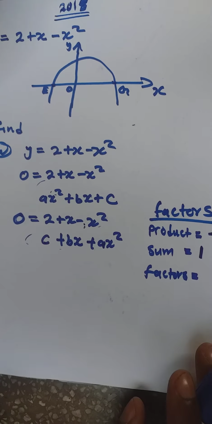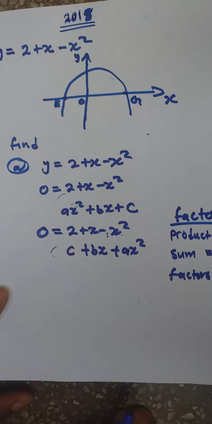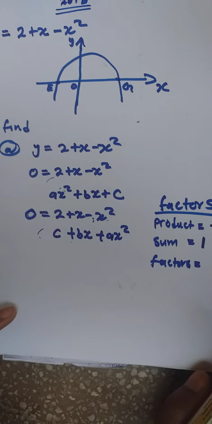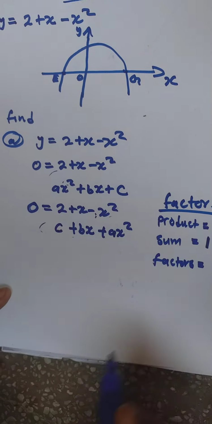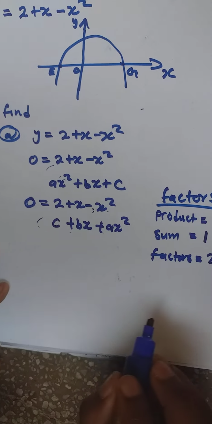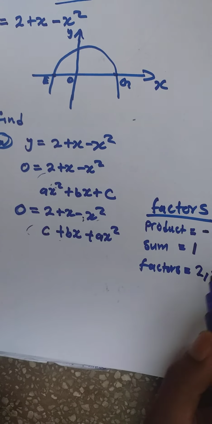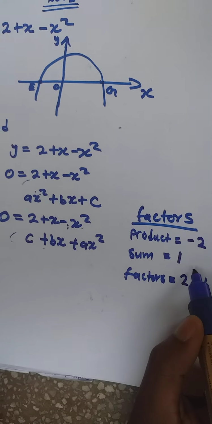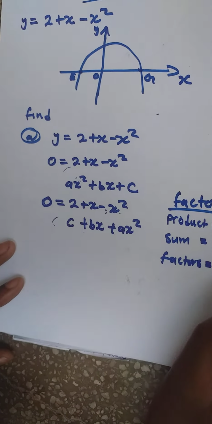Then what are the factors? Factors simply means what are the two numbers which when you multiply, you get negative 2, but when you add them, you get 1. That is what we want. So this one, it is positive 2 as well as negative 1. These are the factors. If you multiply these two numbers, 2 times negative 1, the answer is negative 2. But when you add them, 2 plus negative 1, what you're going to get is the positive 1. So these are the factors.